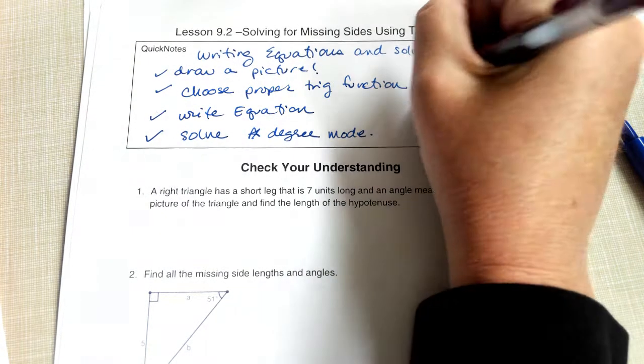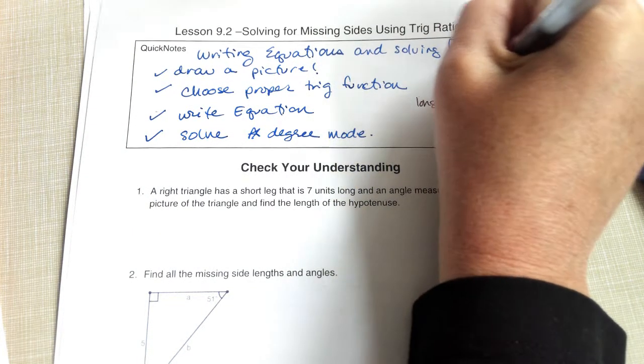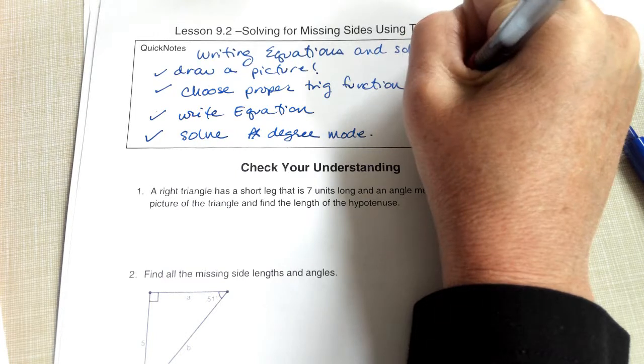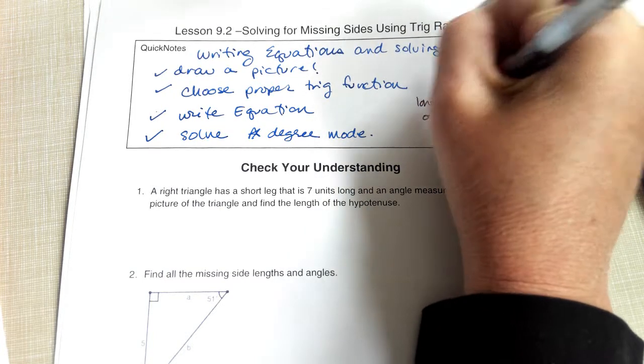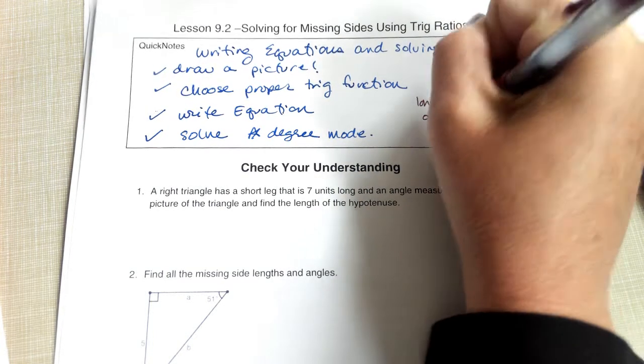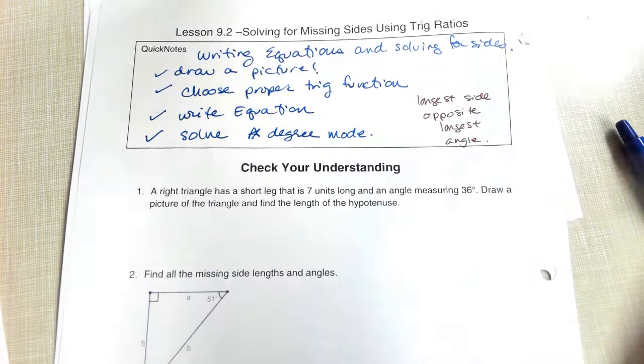Okay, so make sure you have the right setup and that the shortest side is opposite the shortest angle. So remember, longest side is opposite longest angle, which makes the hypotenuse, and vice versa.